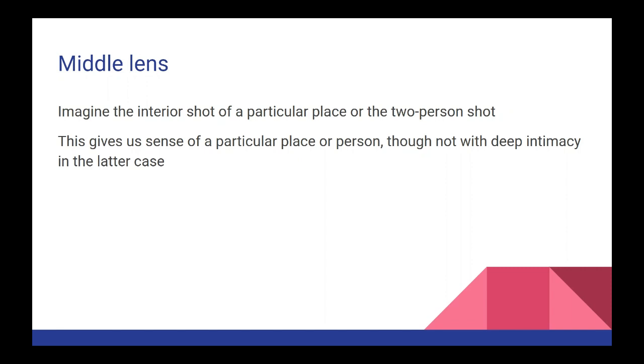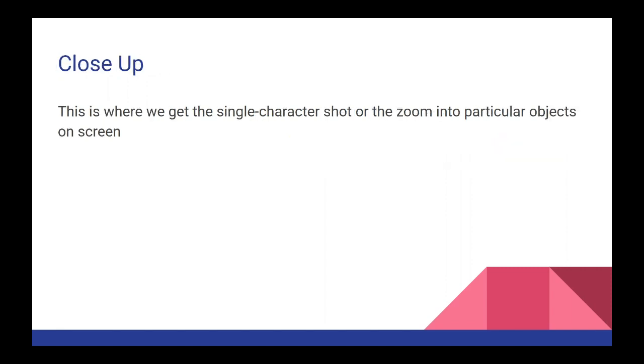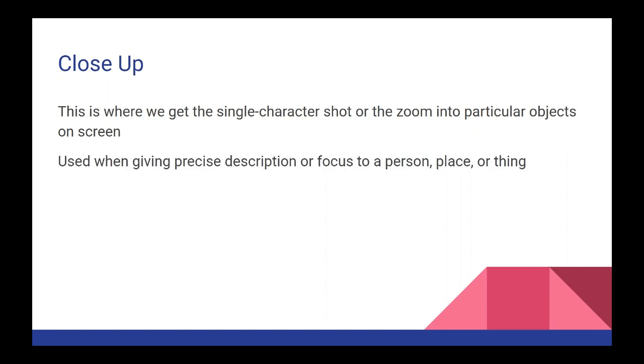This is where we get that single character shot or the zoom into particular objects on screen. And this is when we give precise description or focus to a person, a place, or a thing.